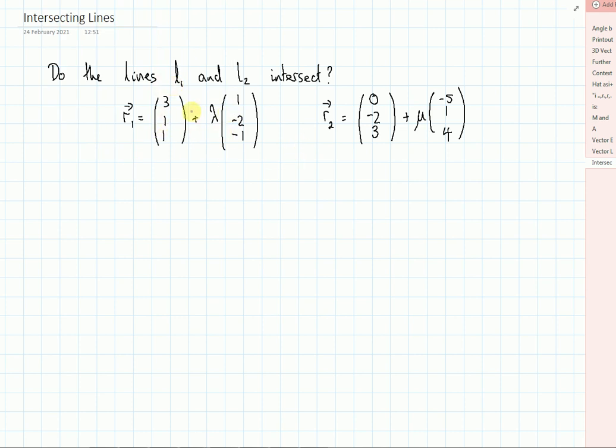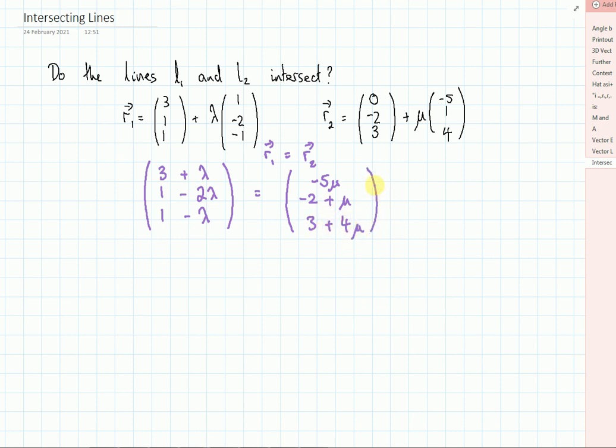So we can write this whole equation as one vector equation on the left hand side. There's 3 plus lambda, 1 minus 2 lambda, and 1 minus lambda. And we are saying that when these intersect, the two vectors R1 and R2 must be the same. So we're going to equate the two vectors. We've got 0 minus 5 mu, minus 2 plus mu, and 3 plus 4 mu. The I, J and K parts must independently all solve with the same values.